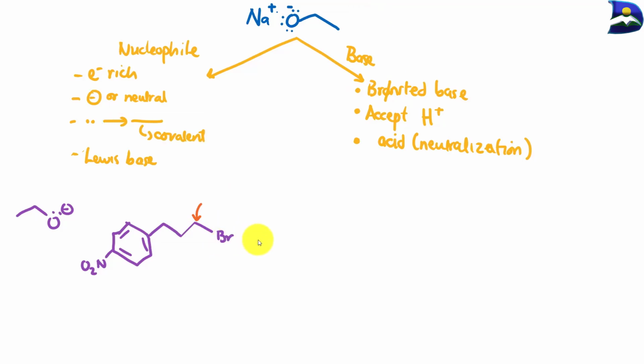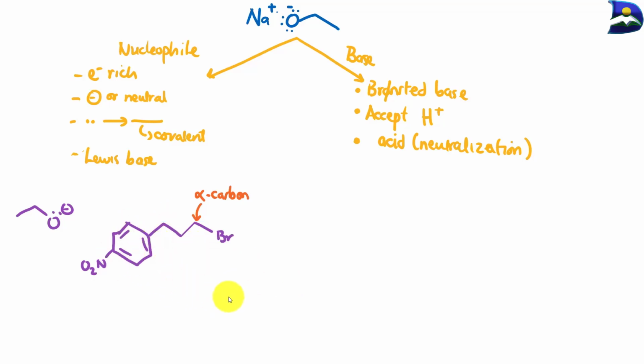And so this alpha carbon is of interest for our nucleophile because in this case it's going to form a bond here, which results in the leaving of our bromide. So this process here is going to be called a bimolecular substitution reaction.